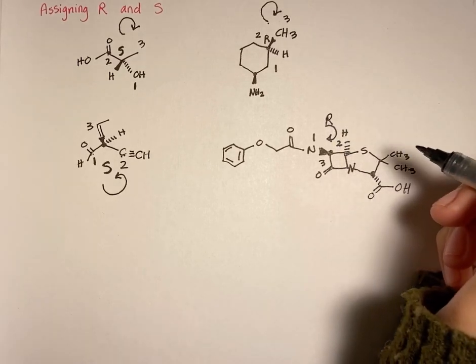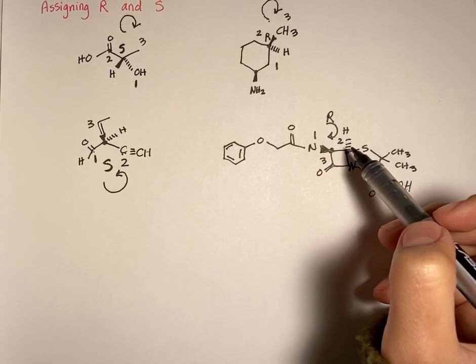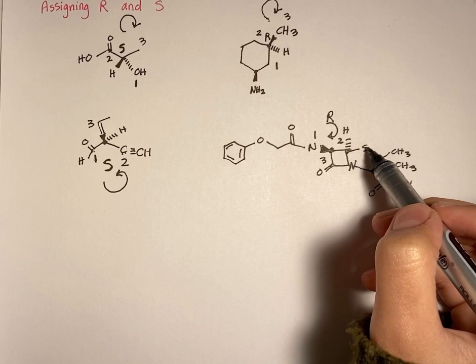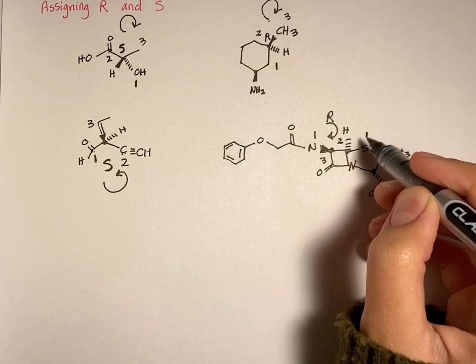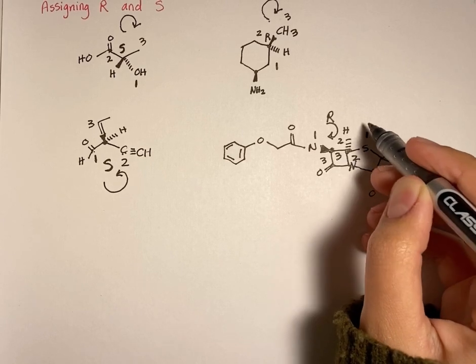Here we go. And then assigning R's and S's to this stereogenic center. Here we have sulfur versus nitrogen versus carbon. It's obvious sulfur gets the first priority, then nitrogen, and then the carbon here.